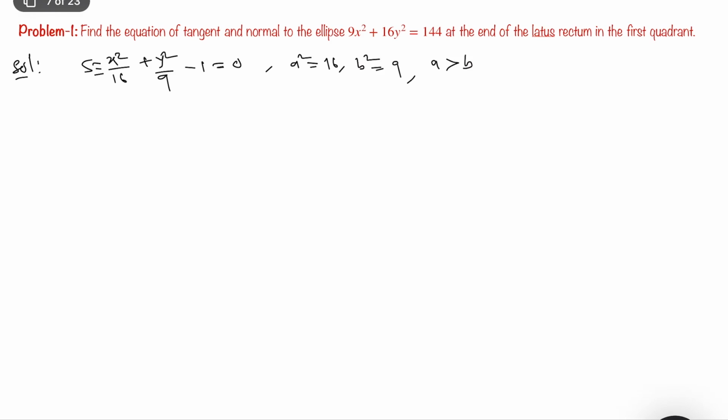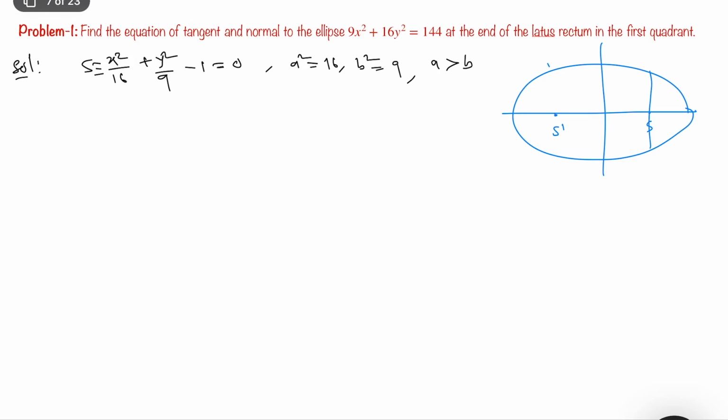Fine. So this is how our ellipse looks. Okay, we know there are two foci, let us say S and S dash, and there are two latus recta, one through S, the other one through S dash.